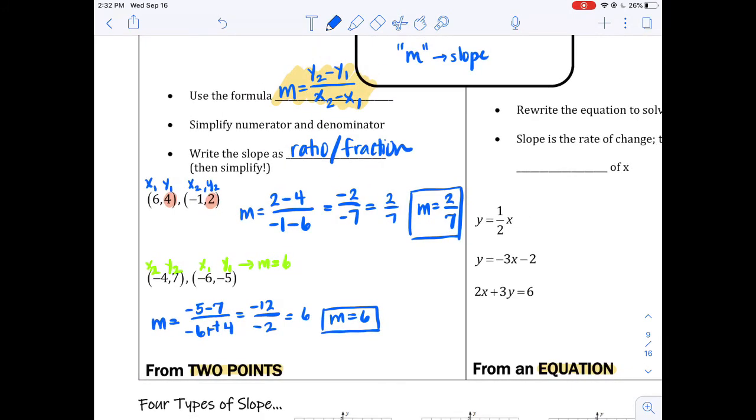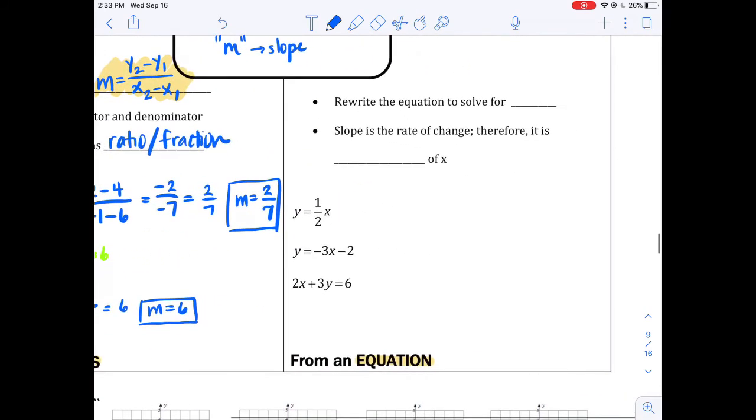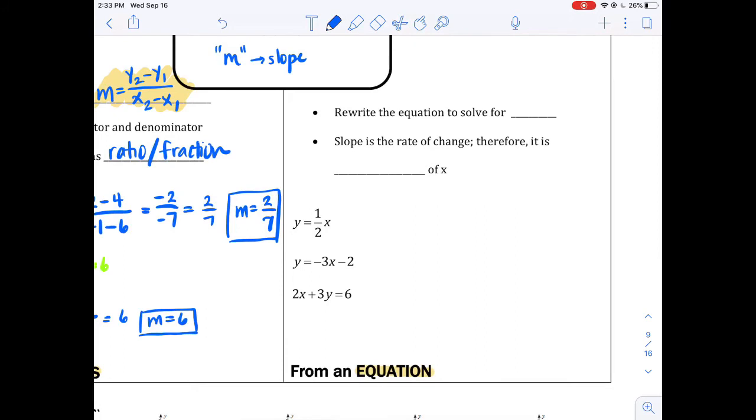The last way is recognizing the slope from an equation. So what we're going to do is we're always going to rewrite the equation to solve for y. And then the slope is the rate of change. Therefore, it's going to be the coefficient, which means the number in front of x. So here, notice on the first 2 examples, so remember we said slope's the rate of change, it's the coefficient of x. On the first 2 examples, y is isolated, and so what I know is that my slope is the coefficient of x. So in this example, slope's 1/2. I recognize my slope as negative 3.